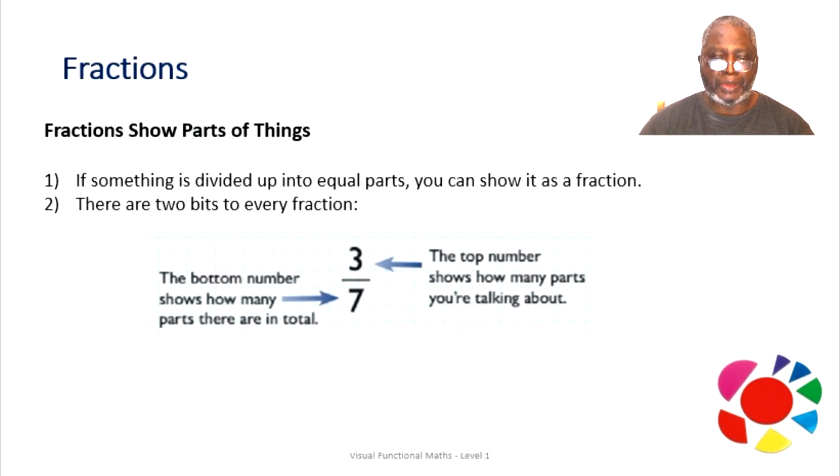Fractions show parts of things. If something is divided up into equal parts, you can show it as a fraction. There are 2 bits to every fraction. The bottom number shows how many parts there are in total, in this case 7, and the top number shows how many parts you're talking about, how many parts you use.